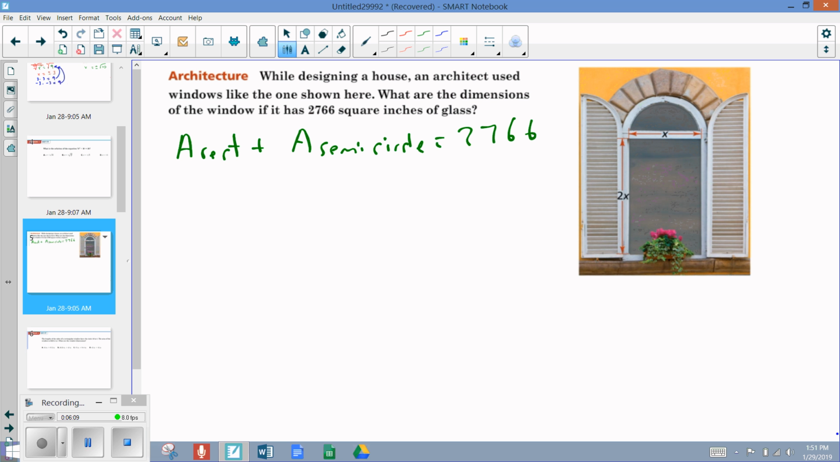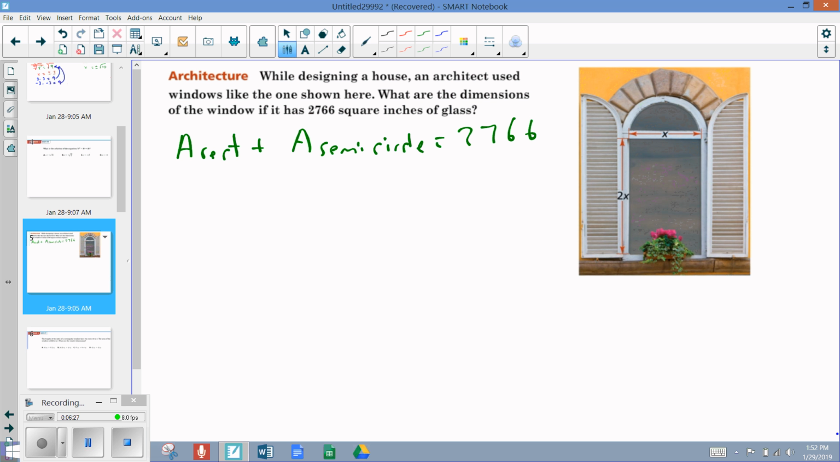Base times height divided by 2. What formula is this? Base times height divided by 2 gives you the area of a triangle. So we don't see a triangle. So what is the area of the rectangle?